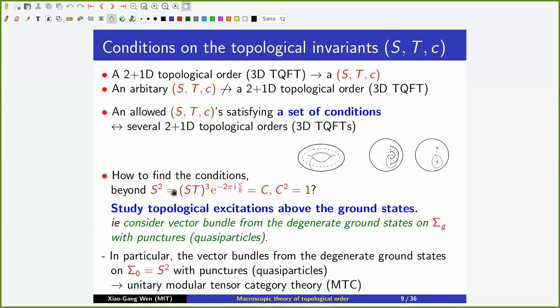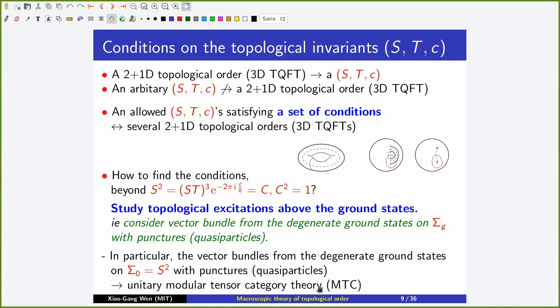this ST matrix using this approach. But it turns out that, at the moment, we see that thinking about excitation is more helpful. And actually, the theory about excitation develops faster. And so actually, this is modular tensor category theory. This is a scary name. It's actually just a theory to describe excitations, you know.